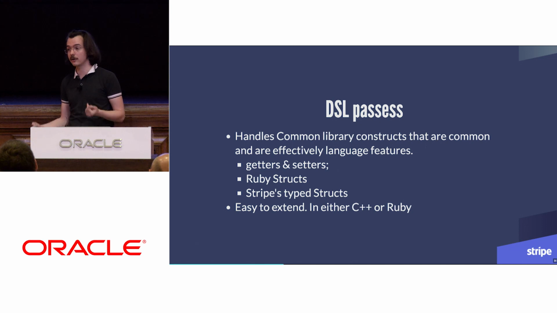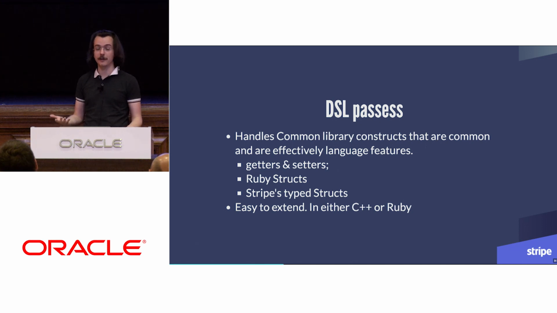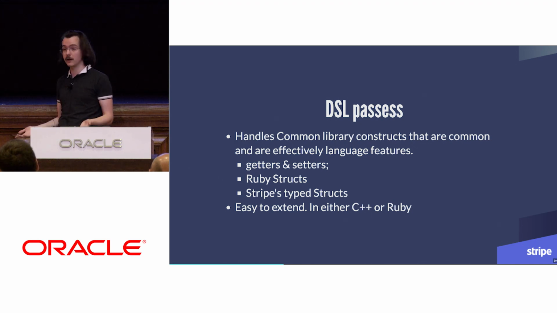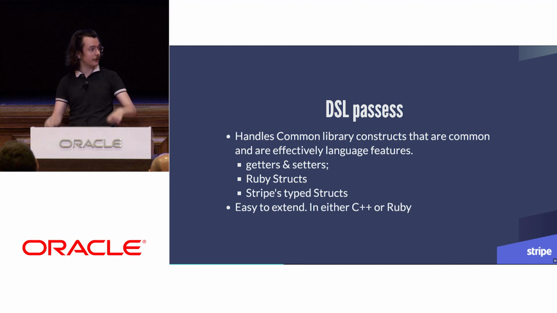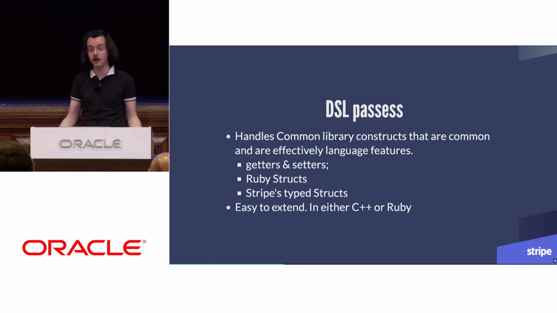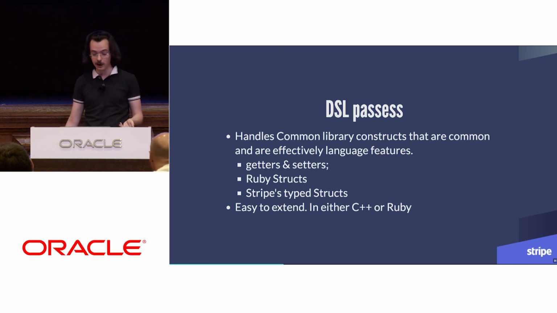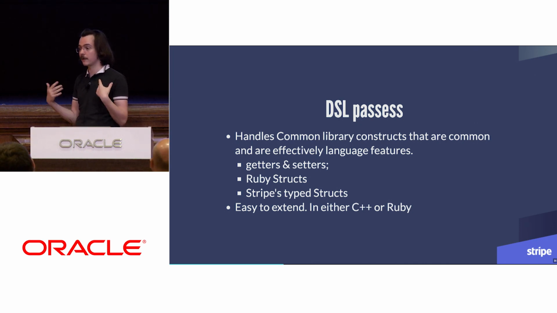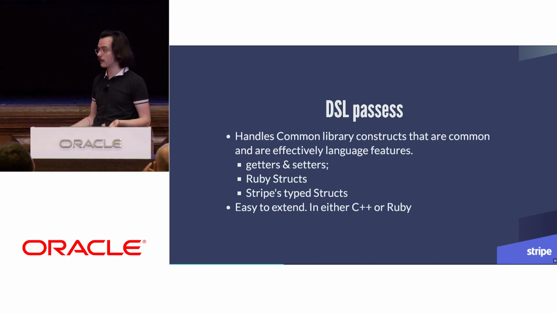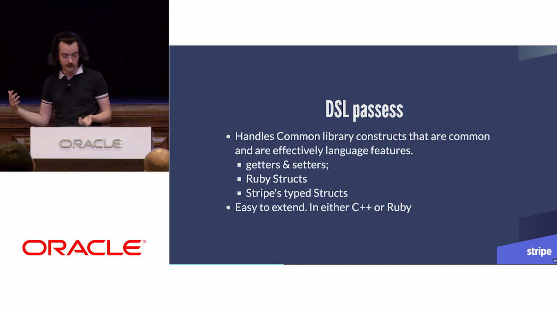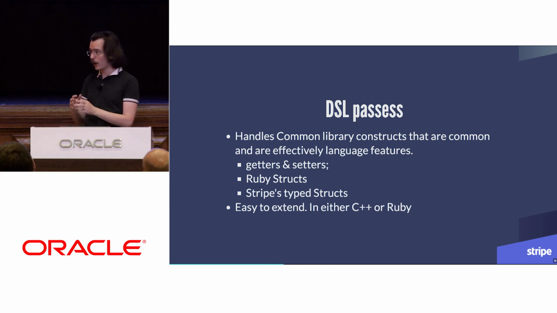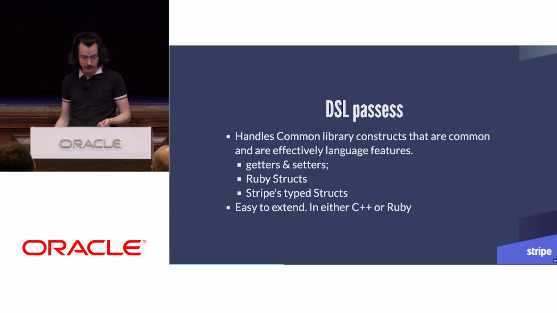So we introduced something called DSL passes. DSL passes handle common library constructs, which could otherwise be considered language constructs. Getters and setters: there are DSLs in Ruby that effectively create getters and setters out of thin air when they're called. Ruby sometimes dynamically creates classes, most notably Ruby Struct. And we also created something very similar to inline classes and data classes, which is Stripe's T::Struct, where you write a DSL, it creates getters and setters for you, and you get it typed.